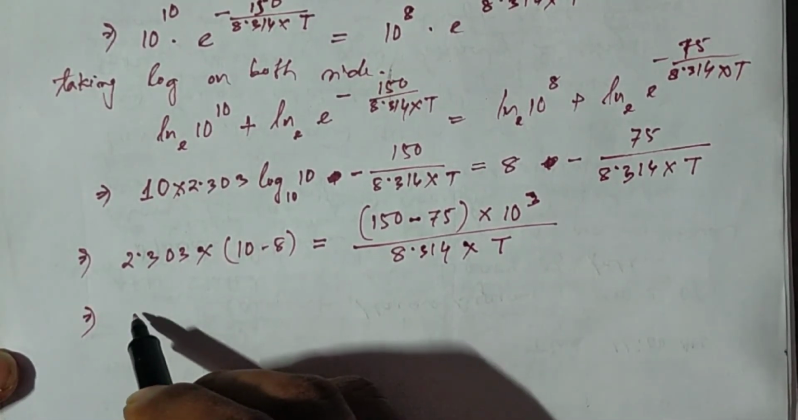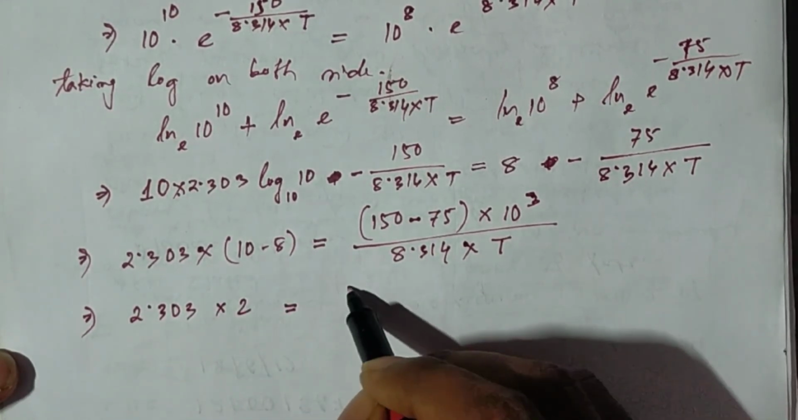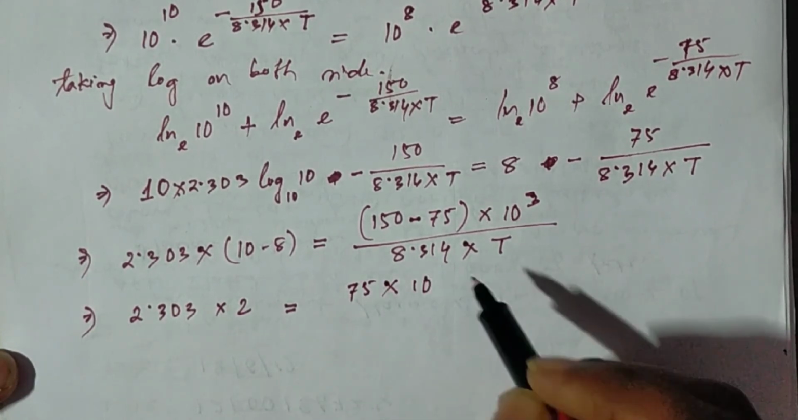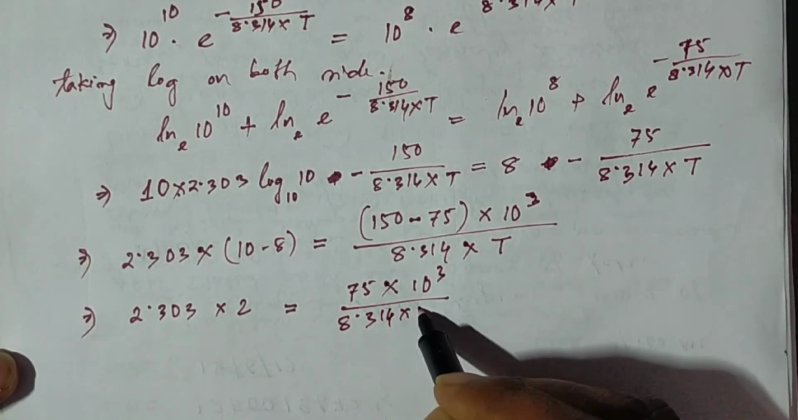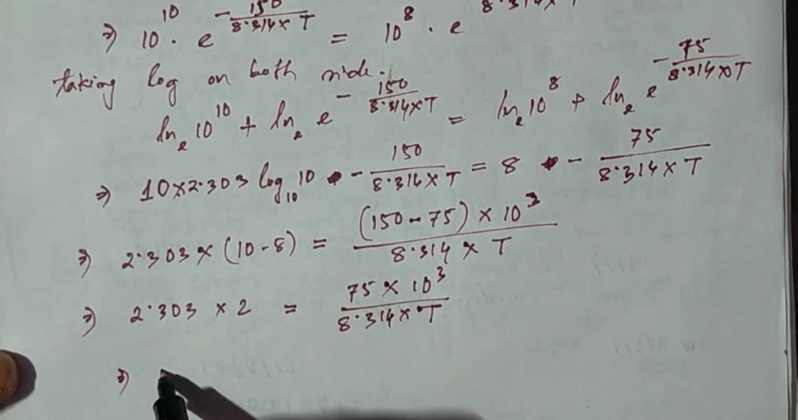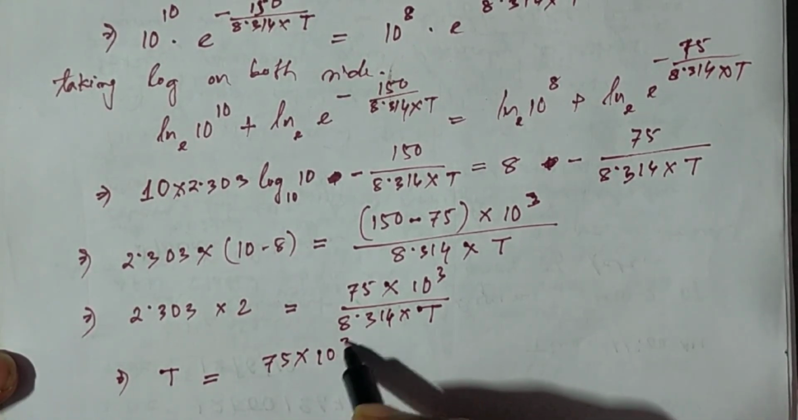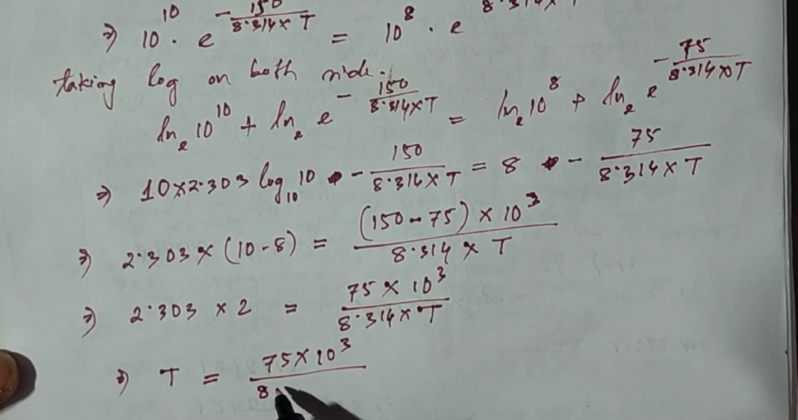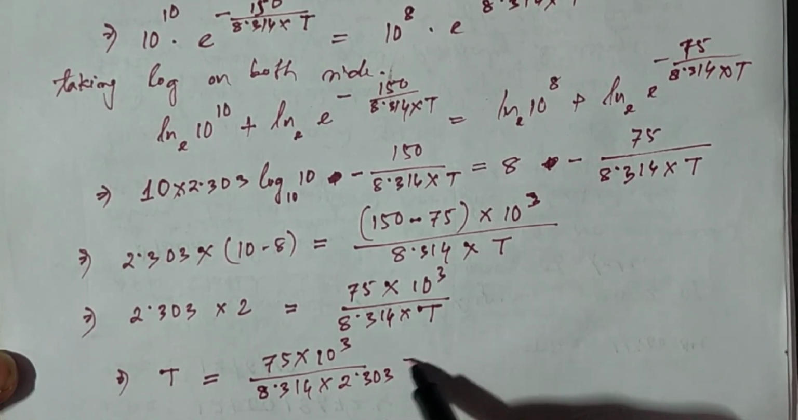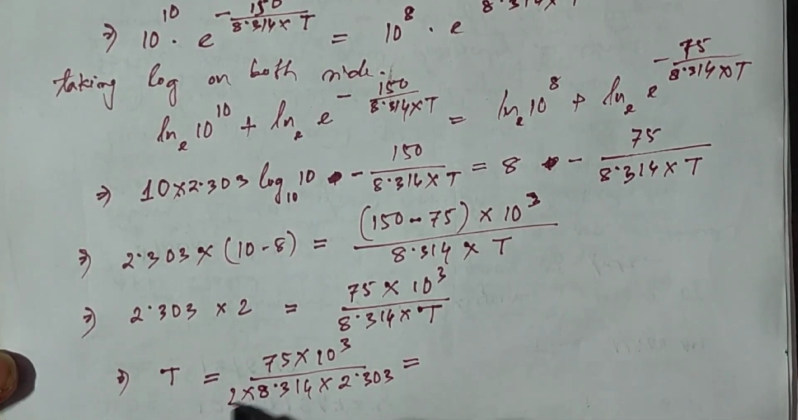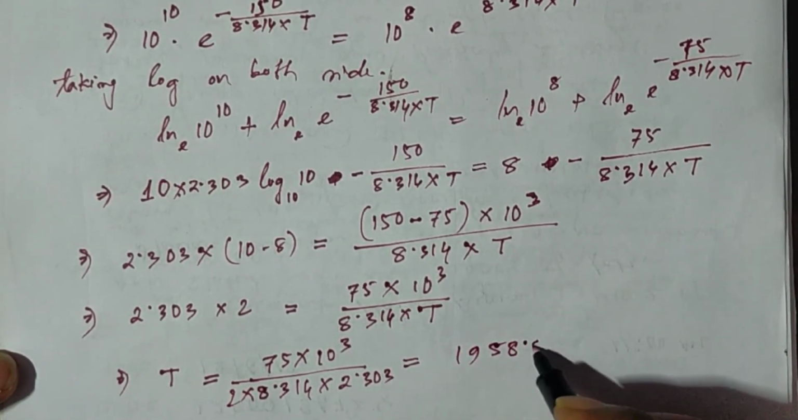So 2.303 into 2 is equal to 75 into 10 to the power 3 by 8.314 into T. So T will be equal to 75 into 10 cube by 8.314 into 2.303 into 2, which is 1958.5 Kelvin.